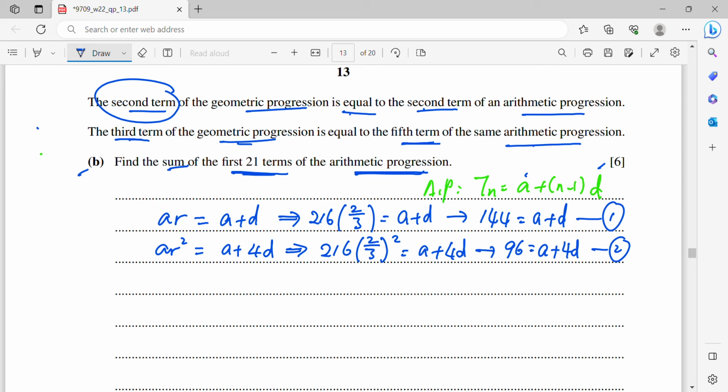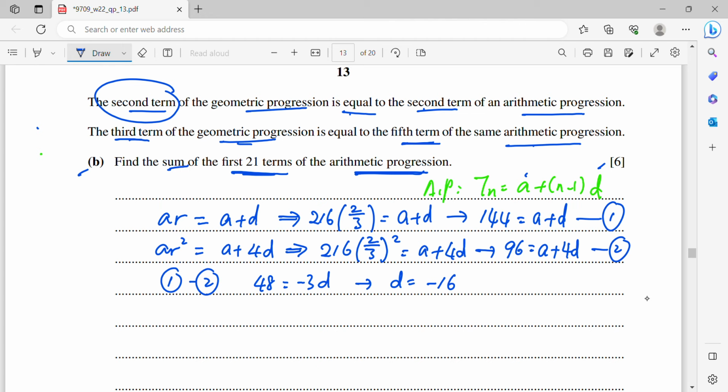So now, since you have the same A from both equations, I'm going to use the elimination method. First equation minus second equation. Left hand side, 144 minus 96, you will get 48. Then right hand side, A minus A is going to be 0, D minus 4D is negative 3D. Then now my D is 48 divided by negative 3, which is negative 16.